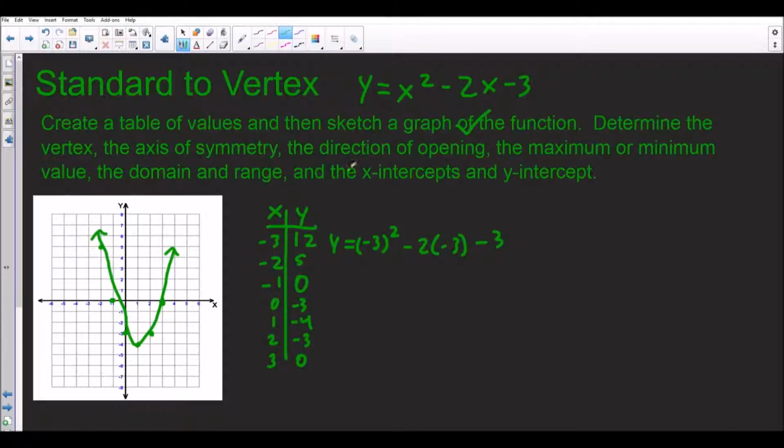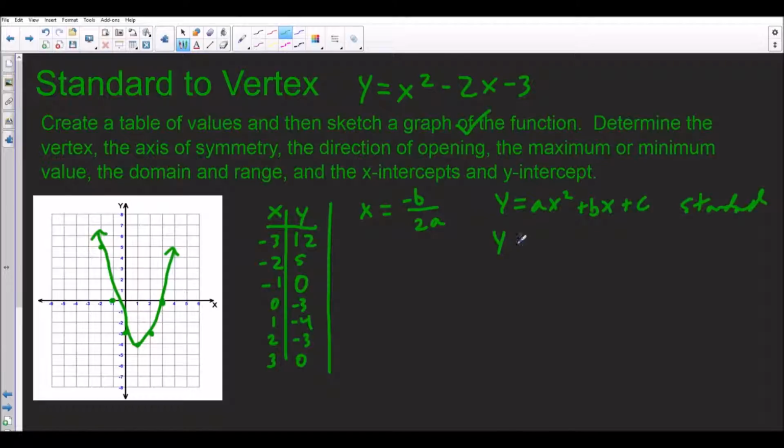Determine the vertex and all this stuff. So to do this, we're going to need to get this into the vertex form. And that takes a little bit of math, actually. What we're going to do is use this handy little formula that says the x value of the vertex is going to be equal to -b over 2a. Now this will make sense when I show you this. So the standard form is like this. y is equal to ax squared plus bx plus c. That's the standard form.